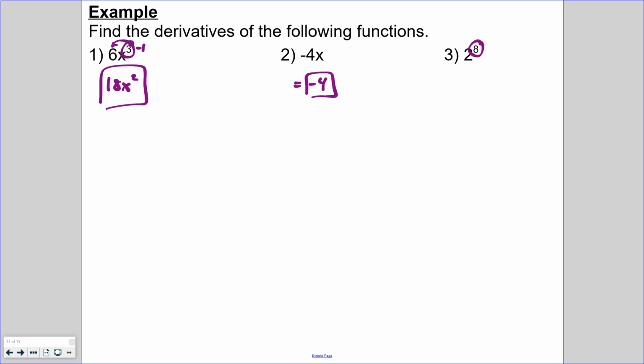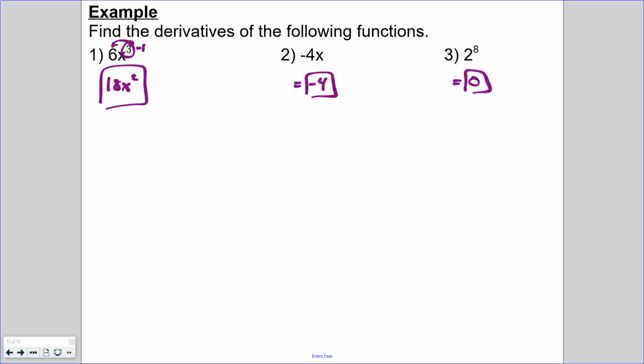Sometimes people don't read the question carefully enough, and they see an exponent and they automatically think power rule. But the power rule only applies if the base is a variable, which it's not. And 2 to the 8th is just a number, a really large number, but it's just a number. It is just a constant, so therefore the derivative is 0. And there you have it, using the derivative of a constant, the derivative of a variable, and the power rule.